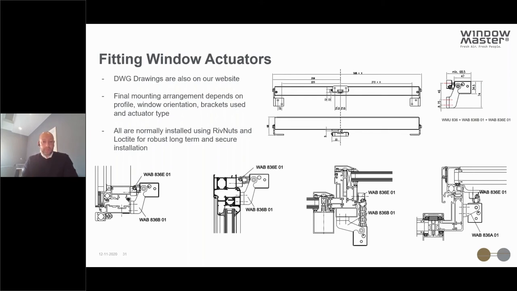And the final mounting arrangement does depend, obviously, on the profile, the window orientation, and the different brackets used. All of the installations typically will use riv nuts and normally Loctite, where we've got threaded components, so we've got a good, robust, long-term and secure installation.